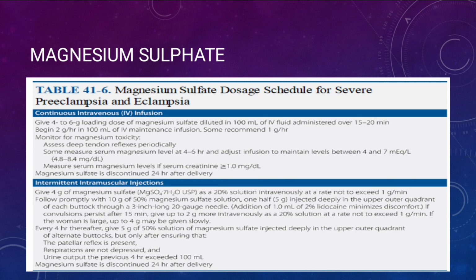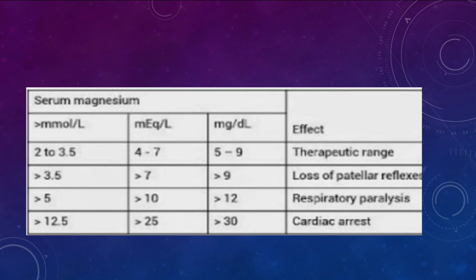Every 4 hours there has to be monitoring. These are the therapeutic ranges: 4 to 7 is therapeutic, more than 7 means loss of patellar reflex, more than 10 respiratory paralysis, more than 25 cardiac arrest.